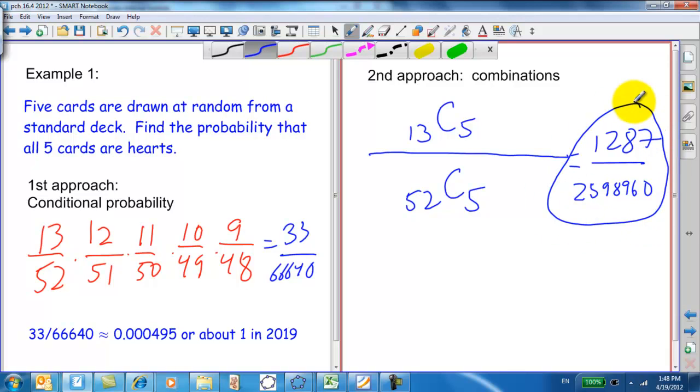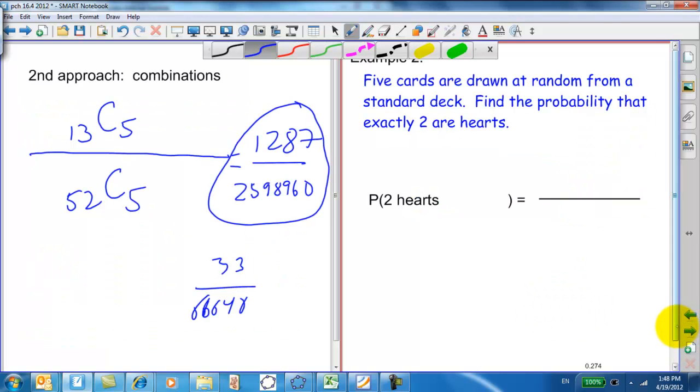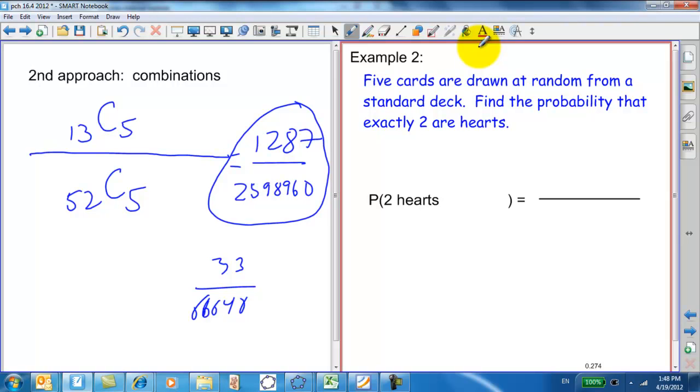You can check on your calculator by actually dividing it out, and divide by that 2,598,960. And the calculator reduces it again to 33 out of 66,640. Now I give you 2 approaches because sometimes the first approach, conditional probability, is too unrealistic.